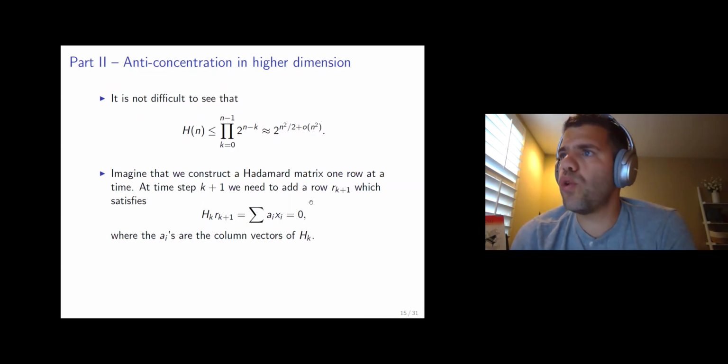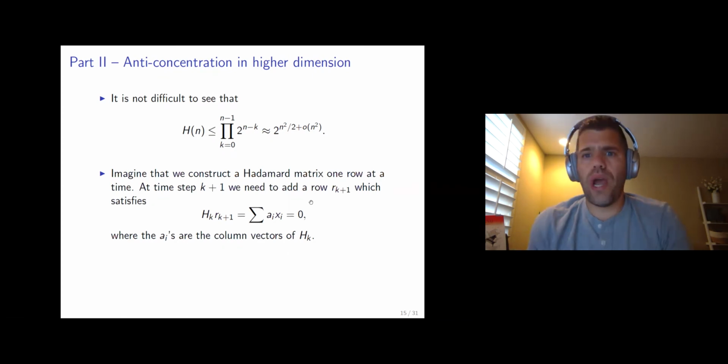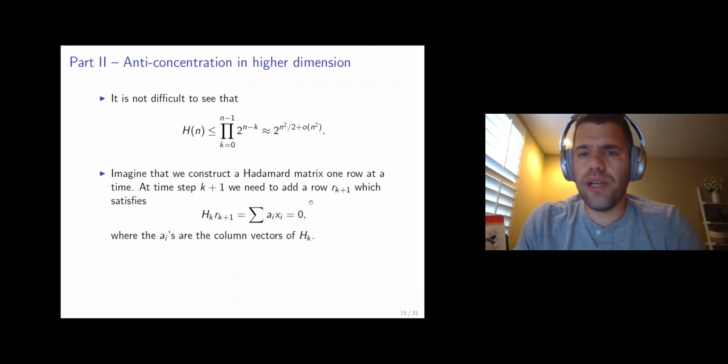So imagine that we want to construct a Hadamard matrix one row at a time. And at time step k plus 1, we need to add a new row, which satisfies the following system of linear equations.